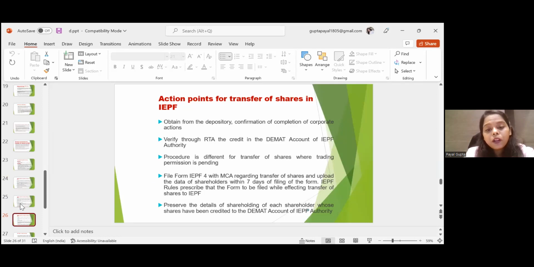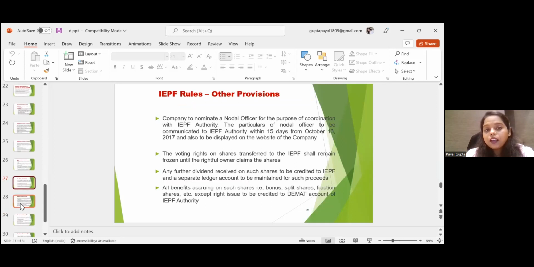If trading permission is not pending, then what? File form IEPF 4 with NCA regarding transfer of shares and upload the data of shares within 7 days of filing of the form. Preserve the details of each shareholder whose shares have been credited to the demat account of IEPF authority. Now the thing is, every company for doing the same has to nominate a person as a nodal officer who will coordinate with IEPF authority. Basically, a nodal officer can be a CA, CS, or anyone, that is chartered accountant or company secretary or any person authorized by the board. The particulars of the nodal officer have to be communicated to the IEPF authority.